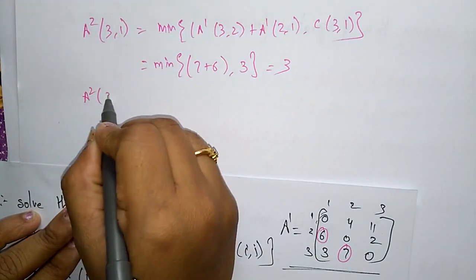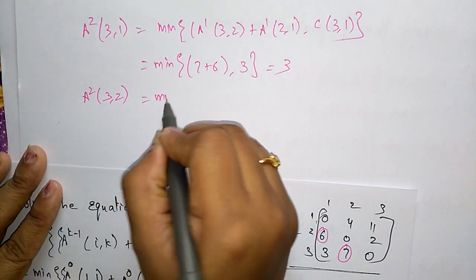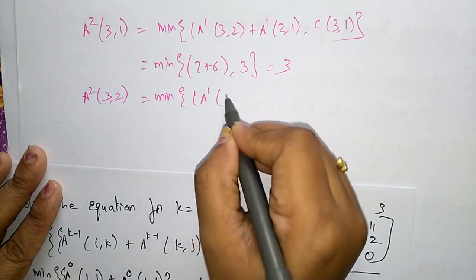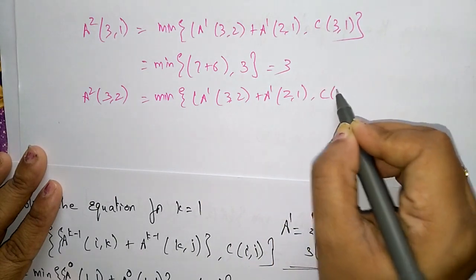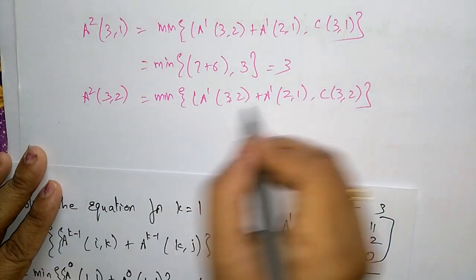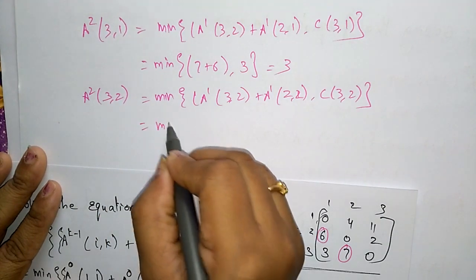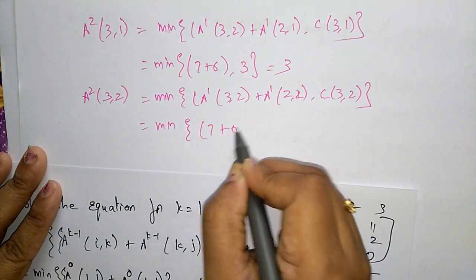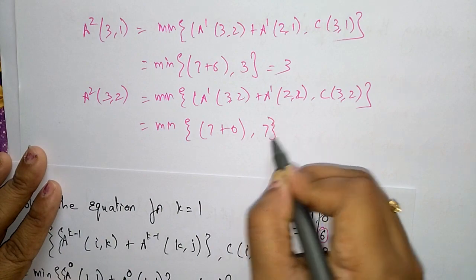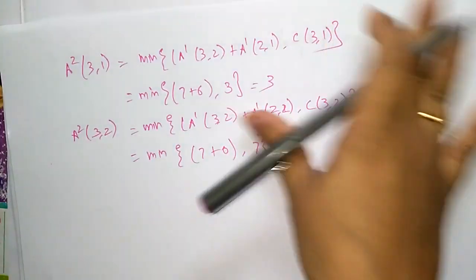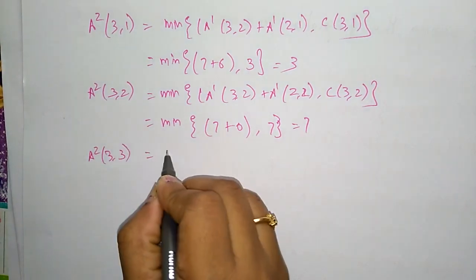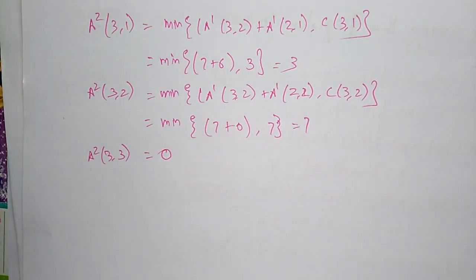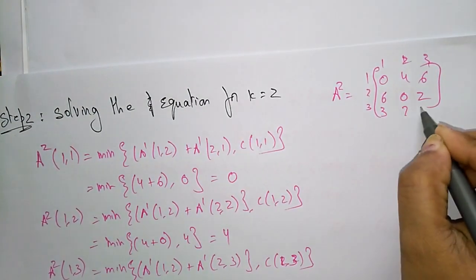In the same way, A2 of 3 comma 2, third row second column, is the minimum of A dash of 3 comma 2 plus A dash of 2 comma 2, cost of C of 3 comma 2. So we'll get the minimum of 7 plus 0, comma 7, so the minimum value is 7. And A2 of 3 comma 3 is 0, the cost of visiting the same vertex is 0. Now the third row is 3 7 0.